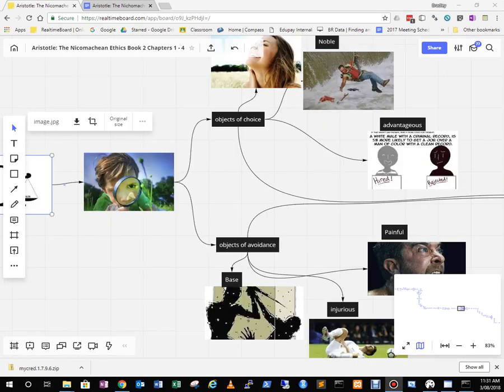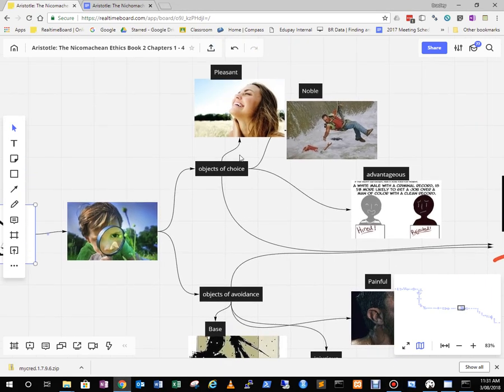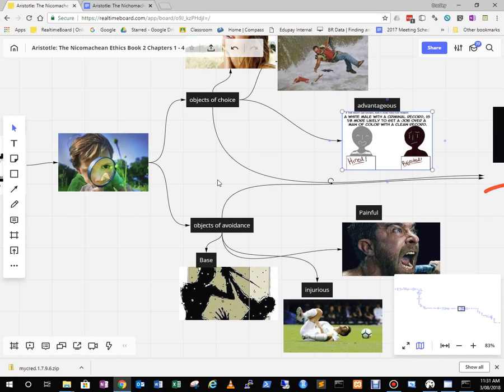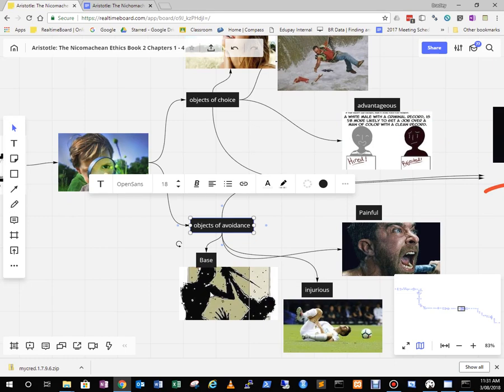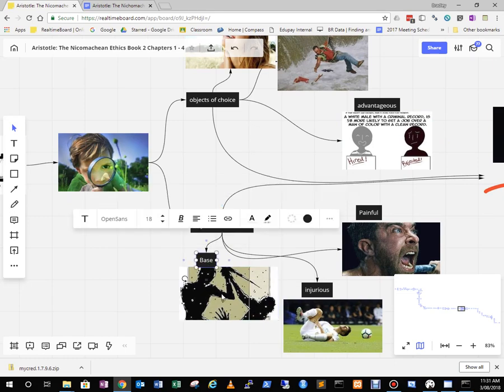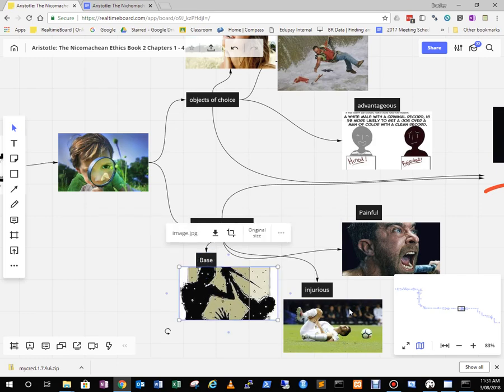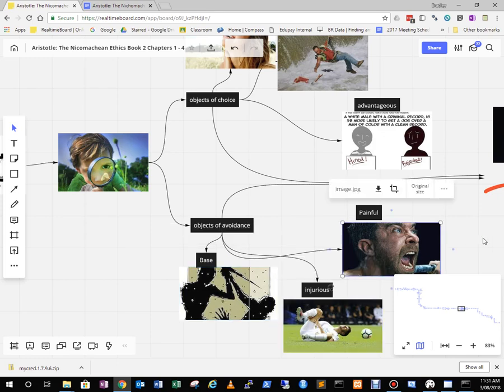This is further elaborated on when he starts exploring objects of choice, which are good things. People would want to choose things that are pleasant, noble, or provide you with some kind of advantage. And then there are objects of avoidance. People want to avoid the most base and disgusting things. Base means low, like really, really low. If I say base, it's morally bankrupt, it's poor. We also want to avoid things that cause us injury or things that are painful.